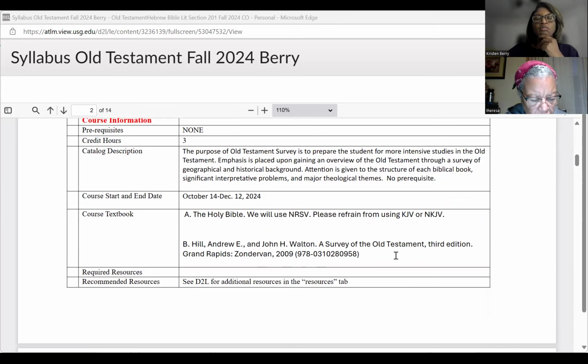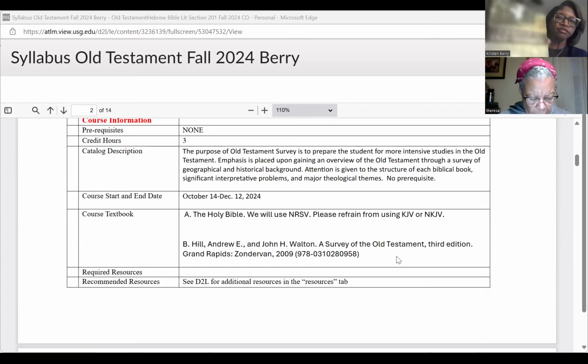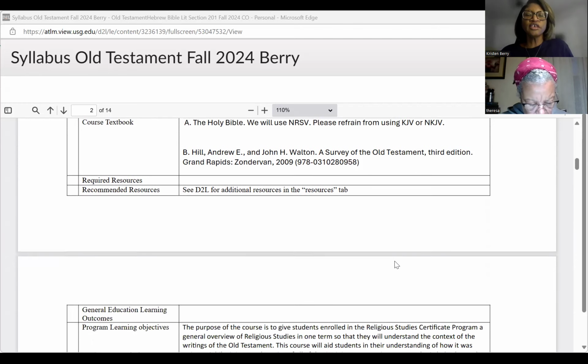Once again, our book that we're going to use is A Survey of the Old Testament by Andrew Hill and John H. Walton. It's a little blurry. And that's the 3rd edition.